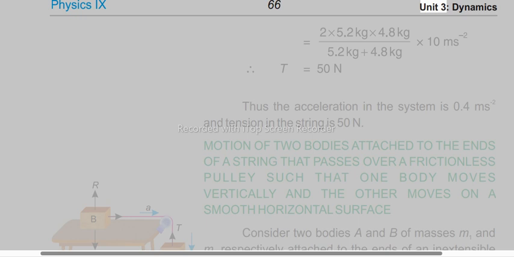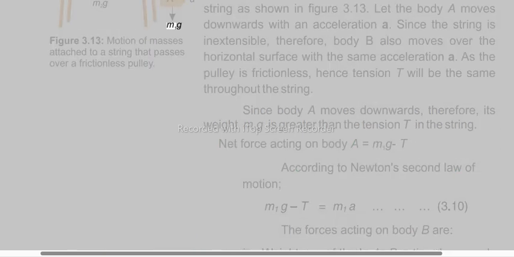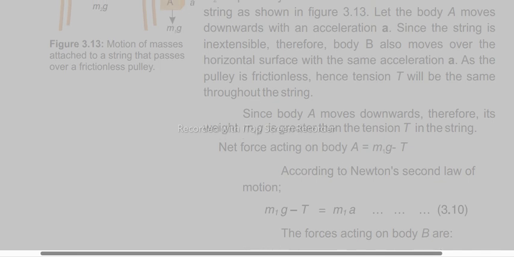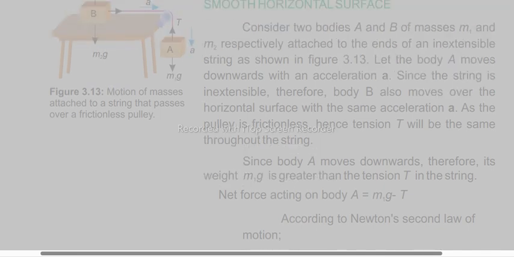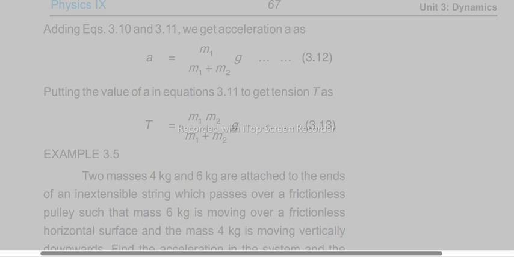Physics 966, Unit 3, Dynamics. Figure 3.13. Motion of mass attached to a string that passes over a frictionless pulley. Physics 967, Unit 3, Dynamics. Adding equations 3.10 and 3.11, we get the acceleration as follows. Putting the value of a in equation 3.11, we get the tension T as follows.